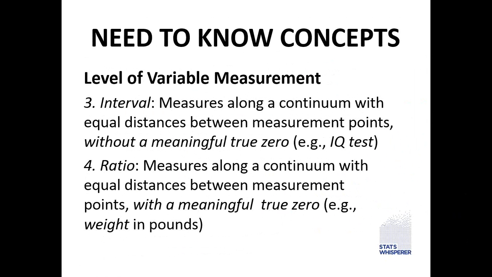Now, 4, ratio, is almost the same, except there is a meaningful true zero. Right? So a good example of that is measuring weight. Right? So a weight of 0 does indicate a complete absence of weight.